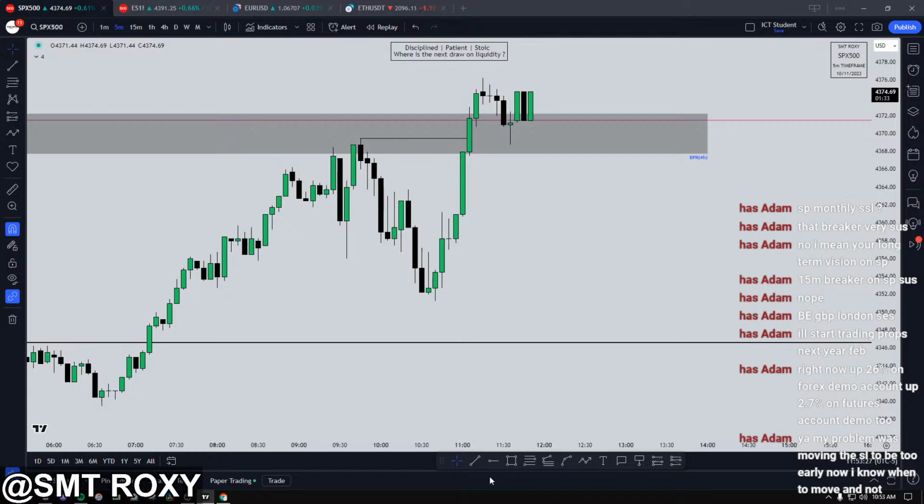Being patient, holding trades, having your stop loss at the original area you had it at, and not doing too much, just watching the market. You're just watching candles print, and it hurts so much, just being impatient.